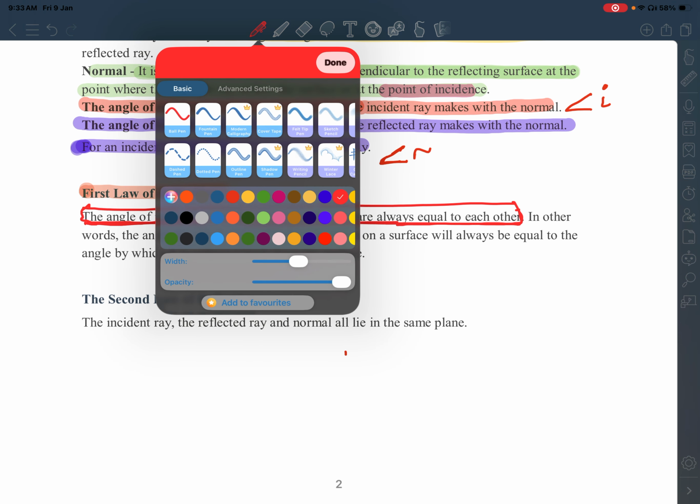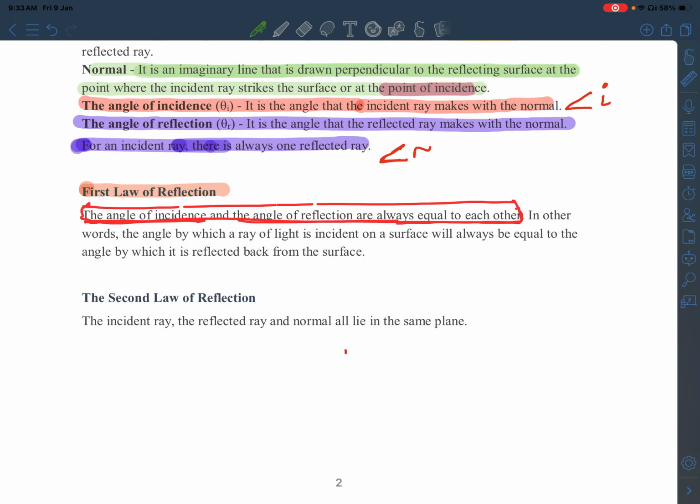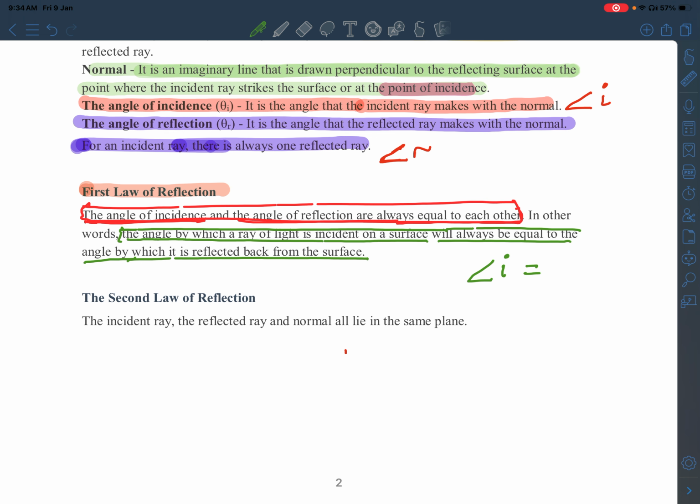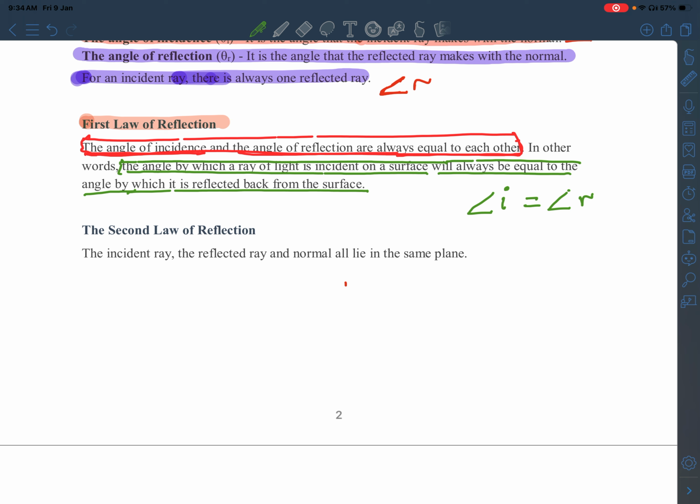In other words, we can say that the angle by which a ray of light is incident on a surface will always be equal to the angle by which it is reflected back from the surface. I hope you are able to understand. So the angle of incident is always equal to the angle of reflection. That is the first law of reflection.